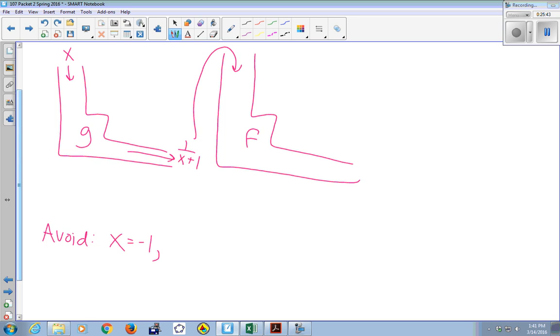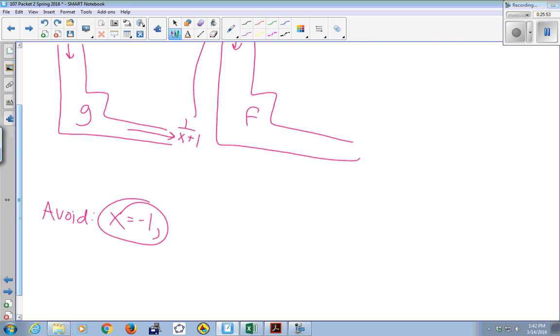Is there anything that I have to avoid putting into F? No, because I can square anything. There's no restrictions on F. So that's my only restriction in the other order. So it would just be the set of all x's such that x does not equal negative 1. Negative 1 squared is positive, yes.